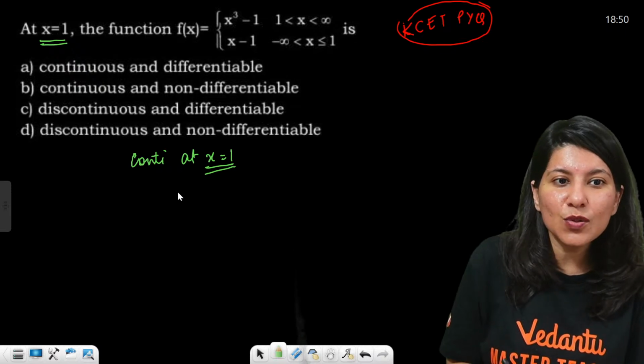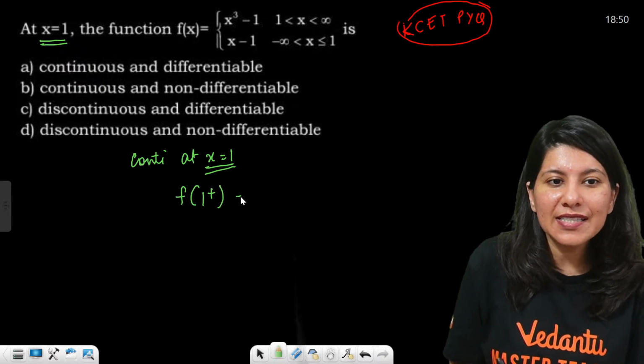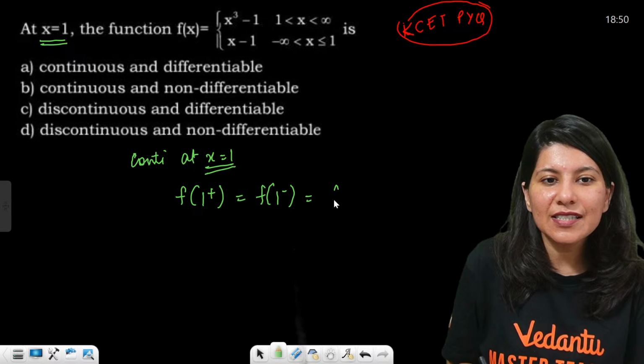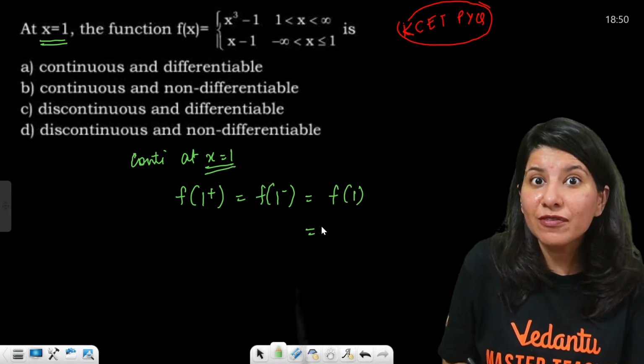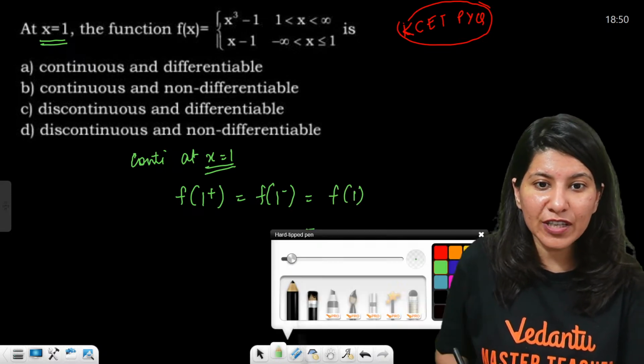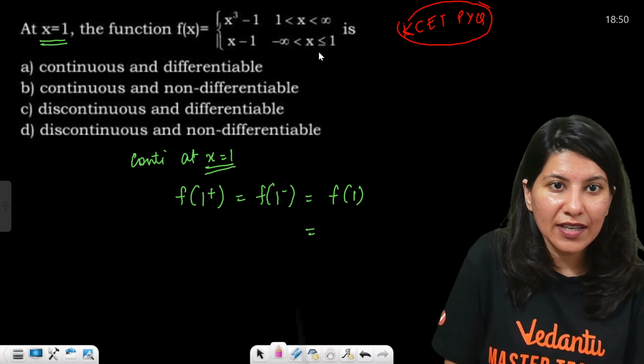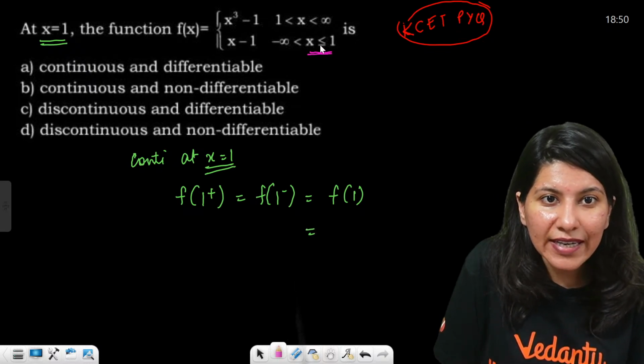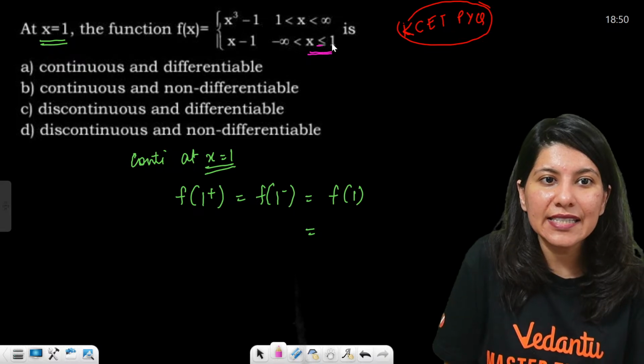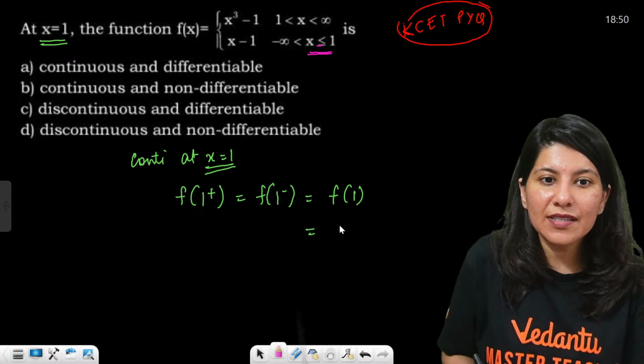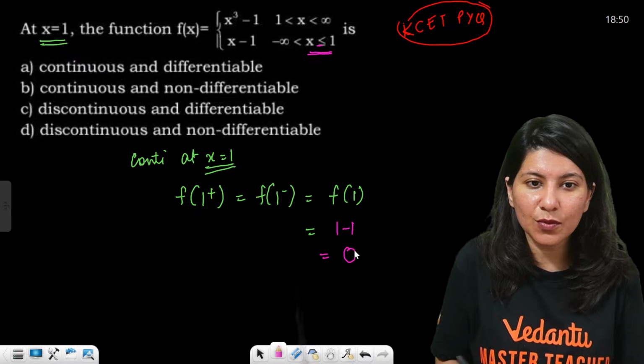Continuity at x equals to 1 will be what? f of 1 plus is equal to f of 1 minus is equal to f of 1. What is f of 1? Let us check. So equality is here, right? This is the equal sign, x equal to 1. So this is 1 minus 1, so this is 0.